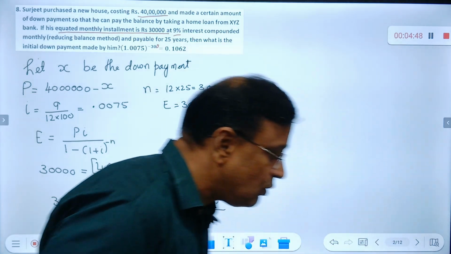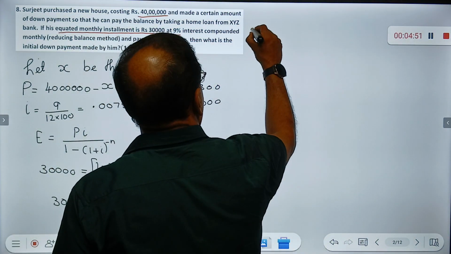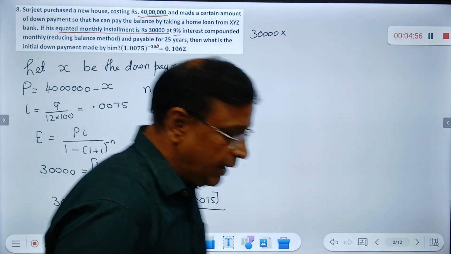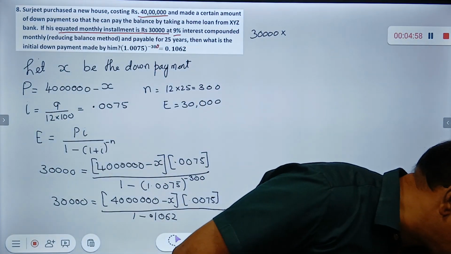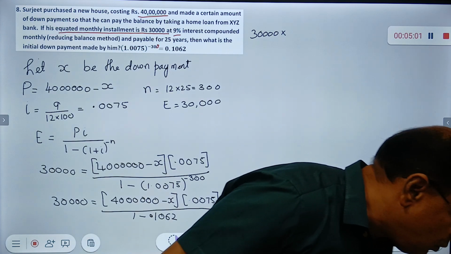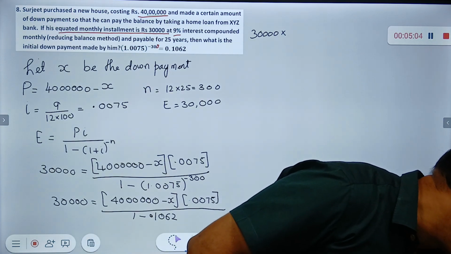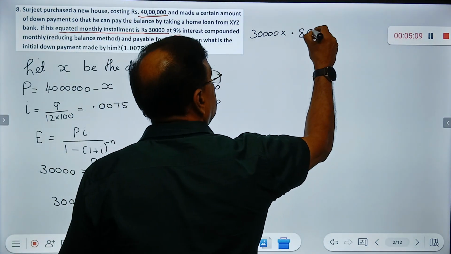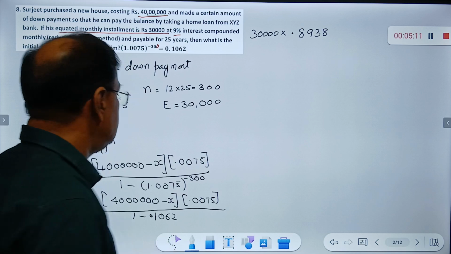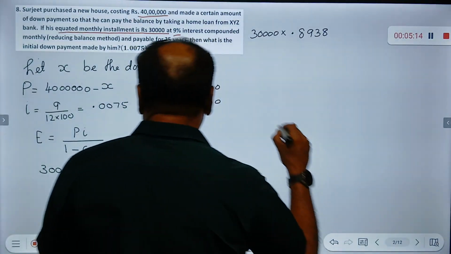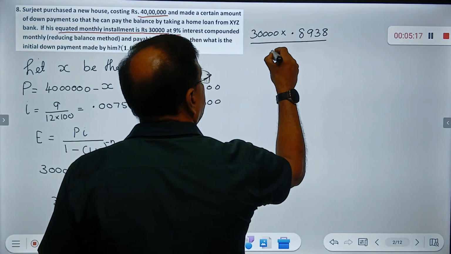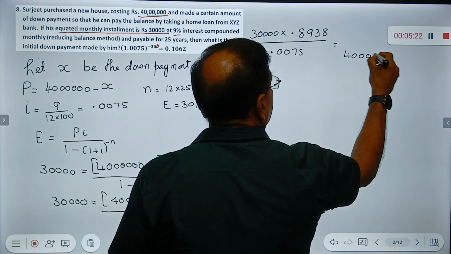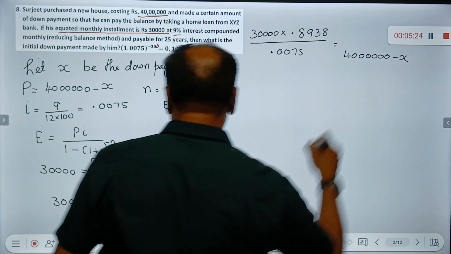I have done the calculation already. So this is 30,000 into, I'm cross multiplying. Actually, if you simplify that, I think you will get 1 minus 0.1062, which is 0.8938. And this is divided by 0.0075, which is nothing but 40 lakhs minus X. I just cross multiply.